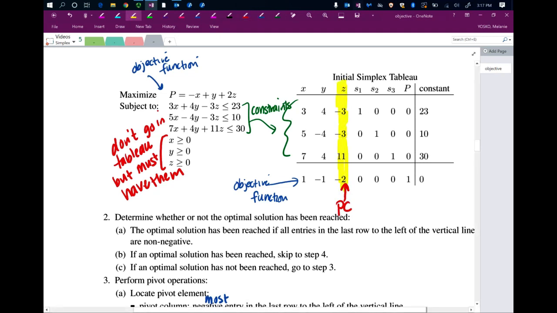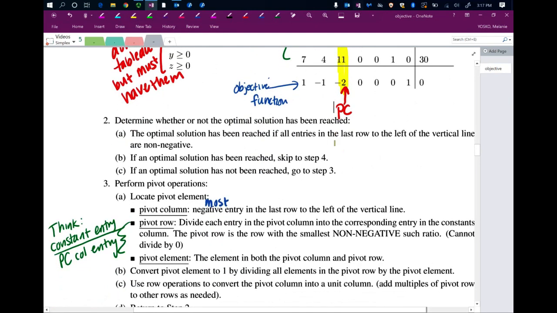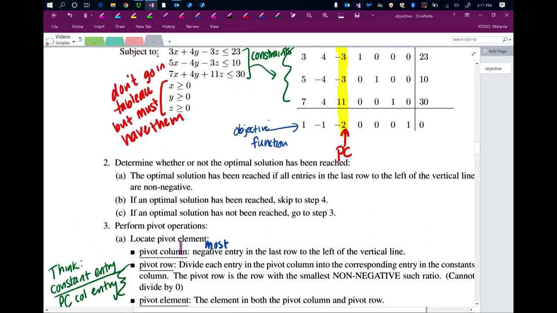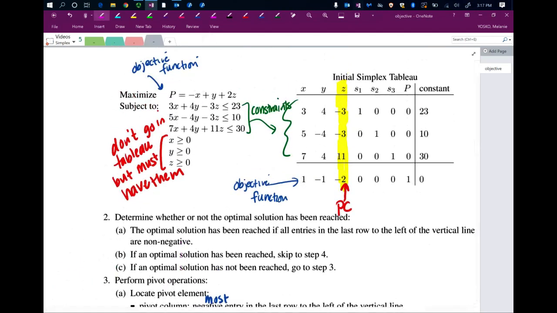Okay. Now pivot row, it says divide each entry in the pivot column into the corresponding entry in the constants column. The pivot row is the smallest non-negative ratio. Can never divide by 0. So be real careful with this word divide into. I want you to think about doing constant entry divided by the pivot column entry. So let's make some ratios. So we are going to take the constant entry and divide by the entry in the pivot column. Okay, so we'll do 23 divided by -3.